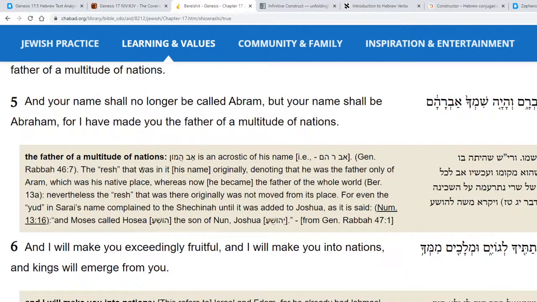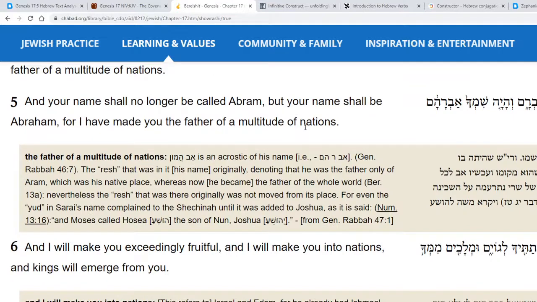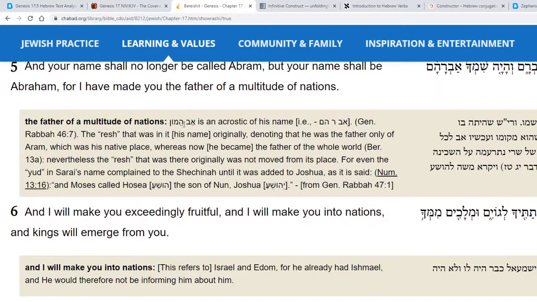Chabad: And no longer shall your name be called Abram, but your name shall be Abraham, for I have made you the father of a multitude of nations. Okay. And Rashi says of Hamon is an acrostic of his name, of Raham.